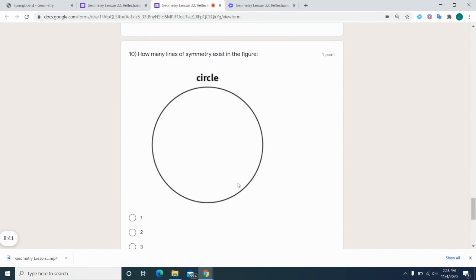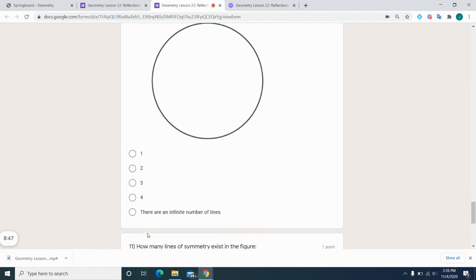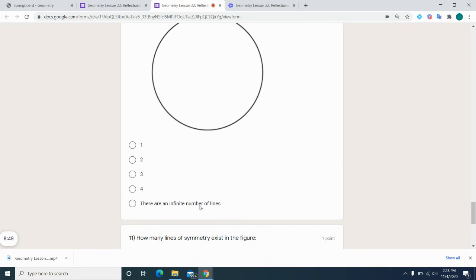Circle, I could cut it in half right there. I could cut it in half right there, right there. You could cut it in half wherever you want, infinite times. So this is the weird one that has an infinite number of lines.